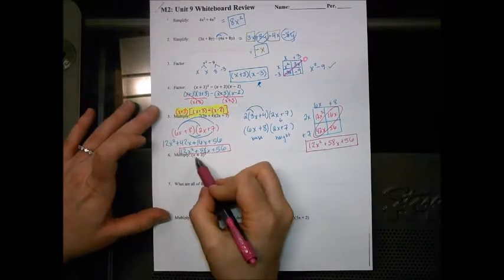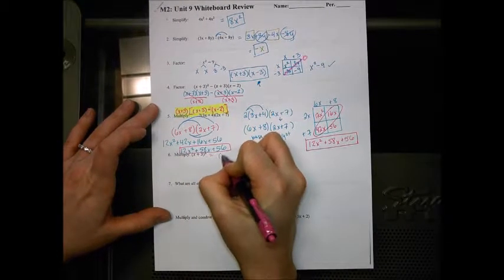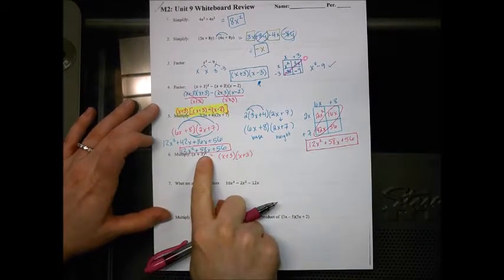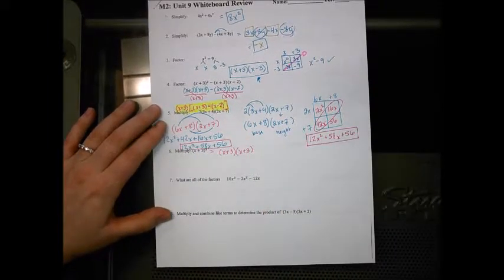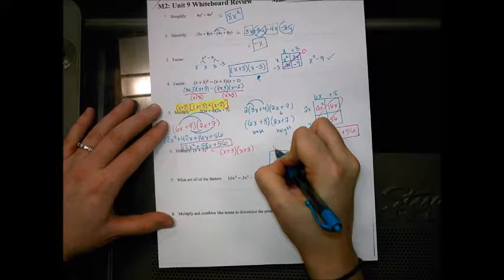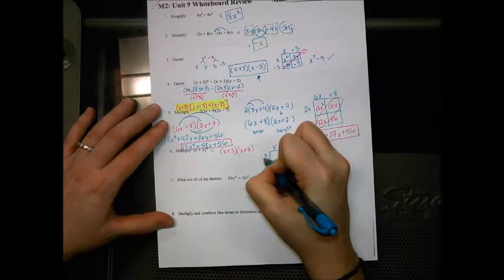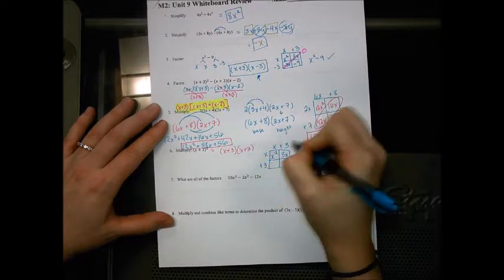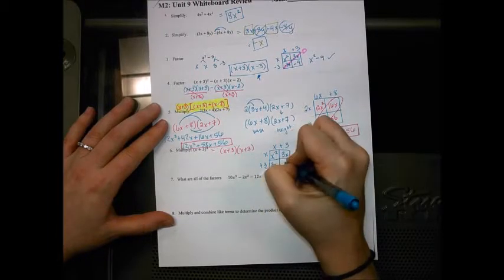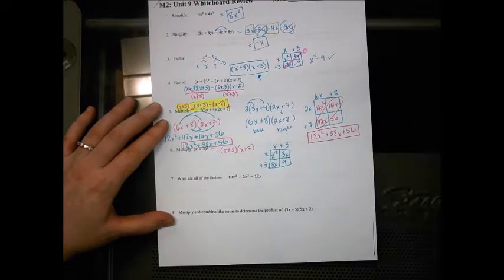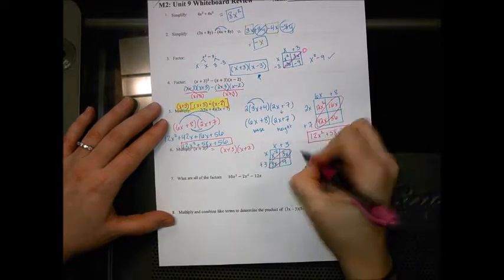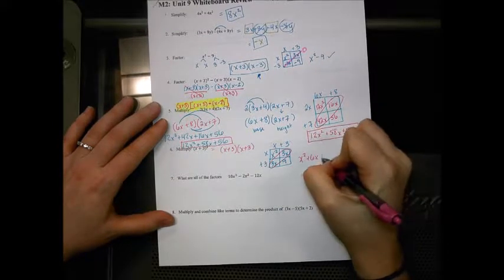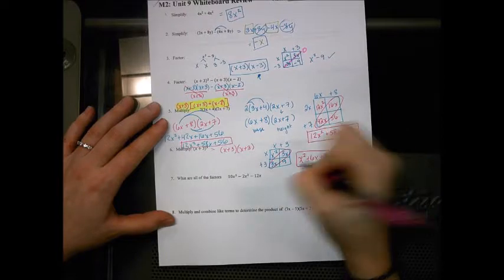Number 6, multiply x plus 3 squared. That just means x plus 3 times x plus 3. I write it out twice because it's to the second power. Then to multiply using the area model, we're going to do x plus 3 times x plus 3. That gives you x squared plus 3x plus 3x plus 9. Combining like terms, 3x and 3x are my like terms, so it gives me x squared plus 6x plus 9. And that is your final answer.